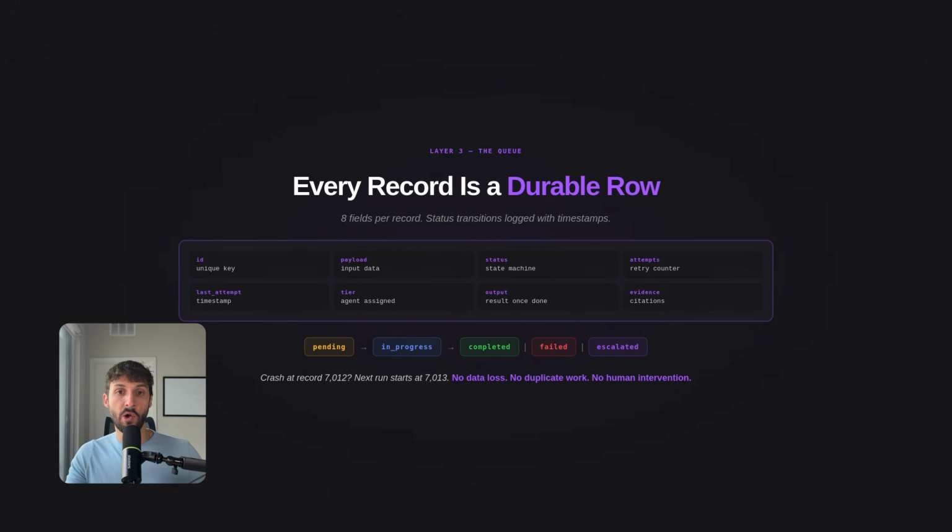Every record is its own atomic unit. If record 7012 fails, only that record is retried. Everything before it stays done. Everything after it keeps moving.